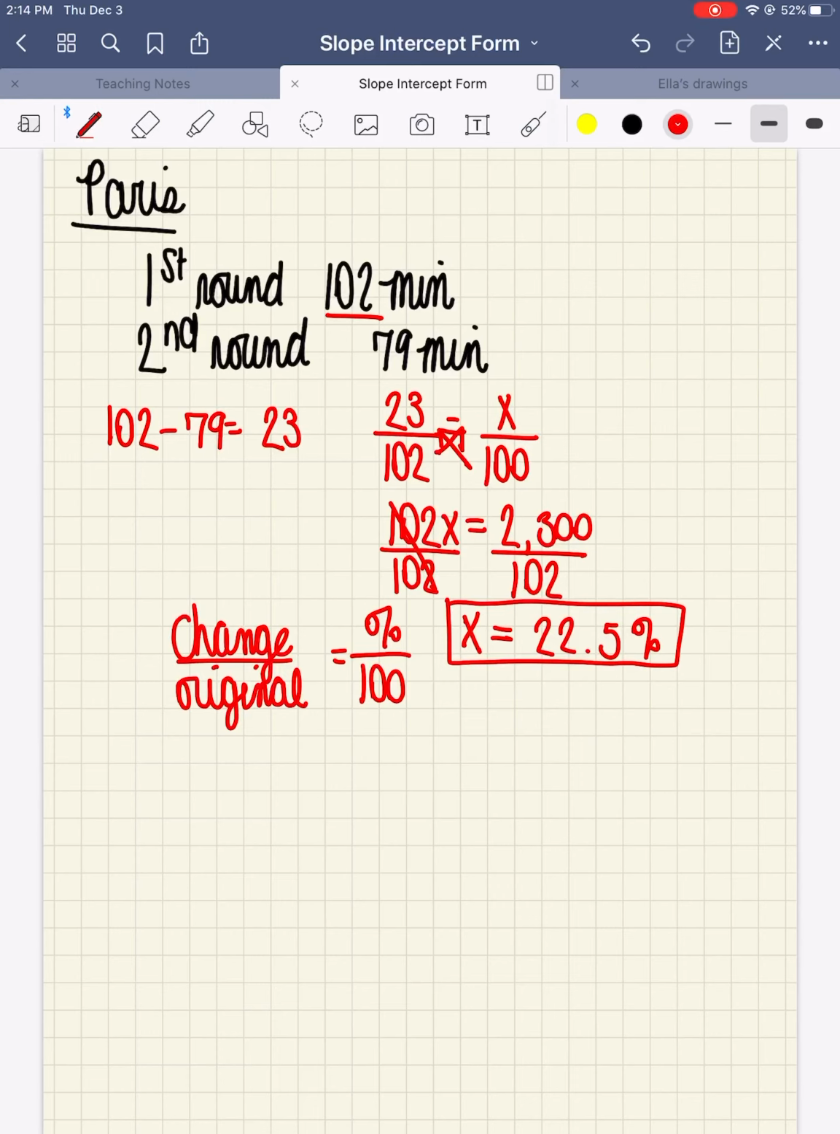So it does appear that Paris decreased his time by just a tiny bit more than Mikey, but that's what we were looking for: who decreased more. It didn't say by how much, just who decreased more, so we know that Paris had the greater amount of decrease. All right, we'll practice some more of these in class together.